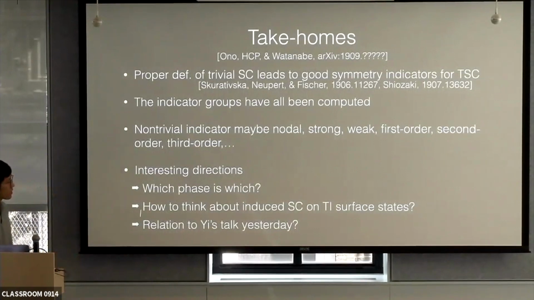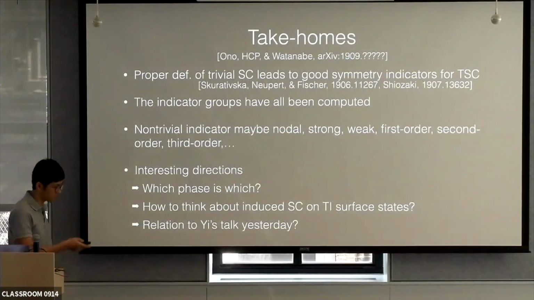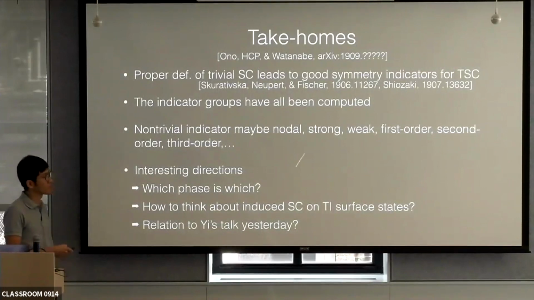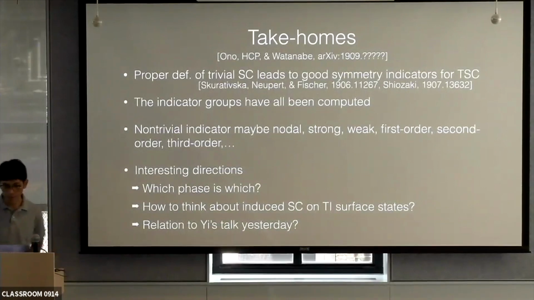And there are some interesting directions, an obvious one being which phase is which, because the symmetry indicator is some answer. You need to do some additional analysis. I also find it interesting to ask what happens if you try to analyze the anomalous surface states and induce superconductivity. And lastly, there's probably some relation to yesterday's talk about these bio-semimetals and superconductors being necessarily nodal. My belief is that you can actually see this from the symmetry indicators that work out. And that's it. Thanks.